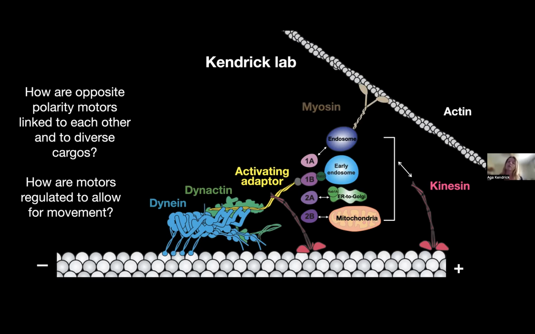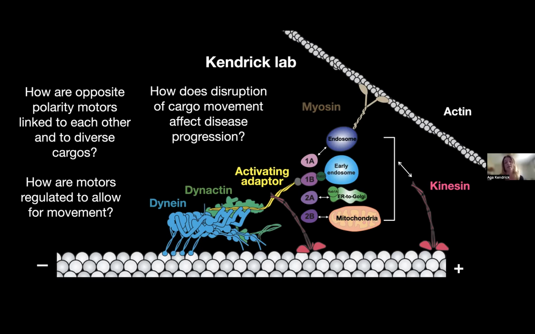And indeed, if I look back into my analysis, I can see actin motors, myosins, also present in my mass spec data set. So exploring these interactions will be the next steps in my future lab. And then lastly, several of the components of these complexes carry disease-causing mutations. So in my future lab, I plan to explore how disruption of cargo movement affects disease progression.